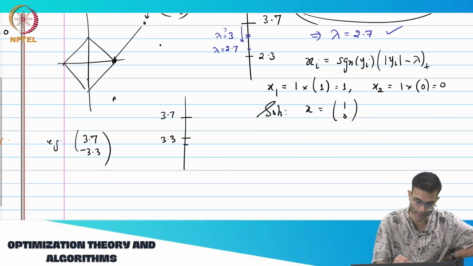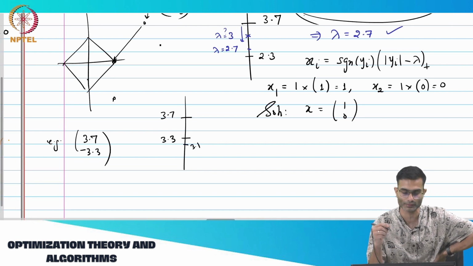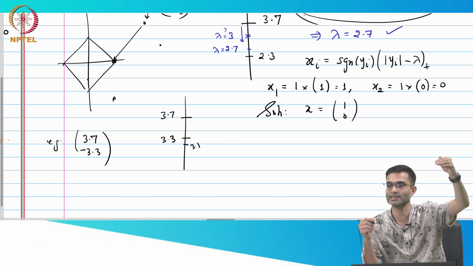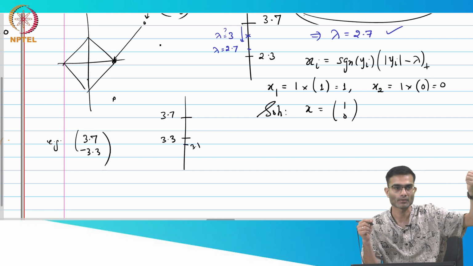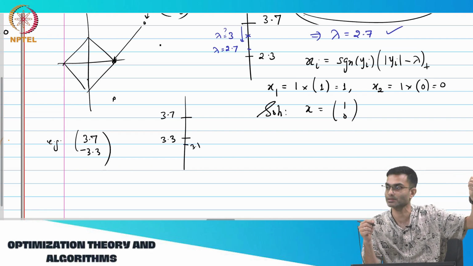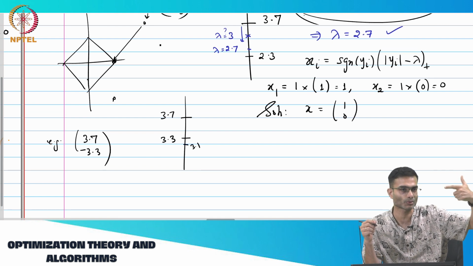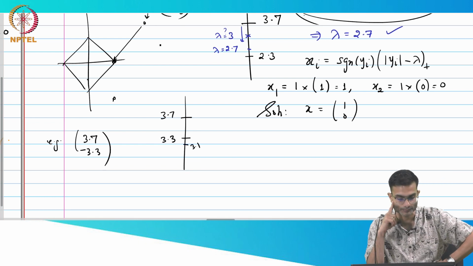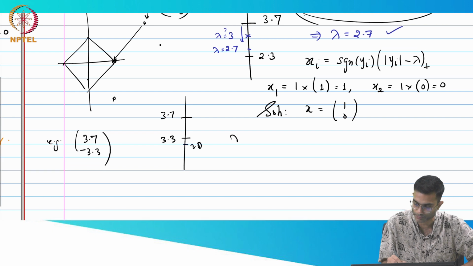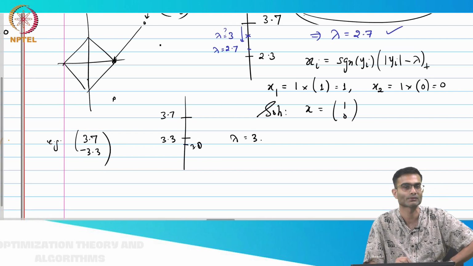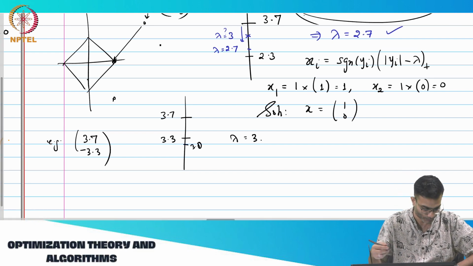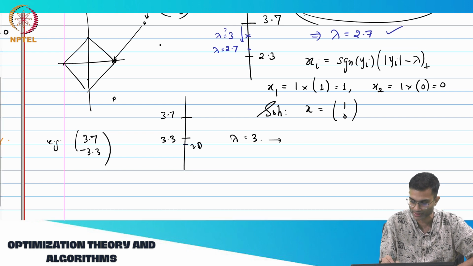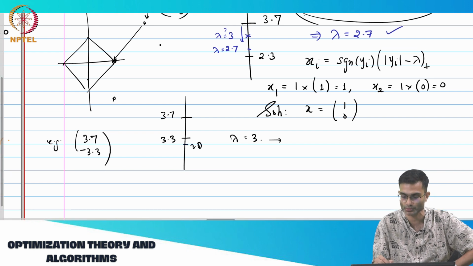Supposing I stop at, let us say I take 3.1, will it work? 3.7 minus 3.1 is 0.6, and 3.3 minus 3.1 gives me 0.2. It still does not sum to 1. So, you can figure out what is the best value of lambda then? 3, right. So, lambda equal to 3 is what works, and then you can go through this exercise and you will get the solution.